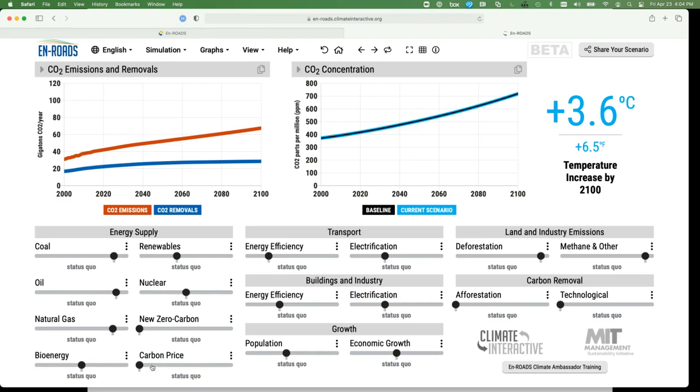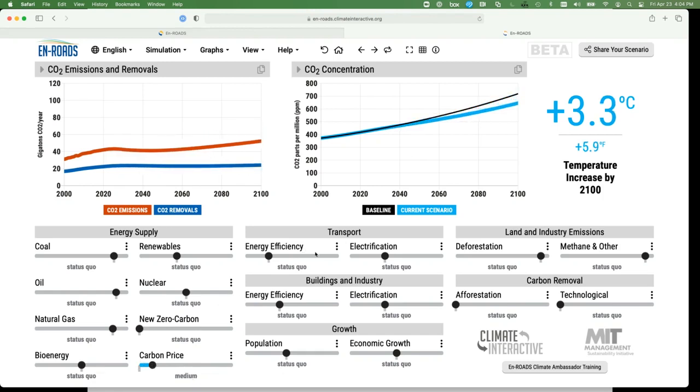I'm going to put in some policies. It doesn't really matter which policies, but here they come. We're going to come up with policies that roughly, right there, the emissions are roughly flat over time, right? But look over on the right, CO2 concentration in the blue line still going up. Wait, this is flat? That's going up. What is going on? Well, think about it as a bathtub.